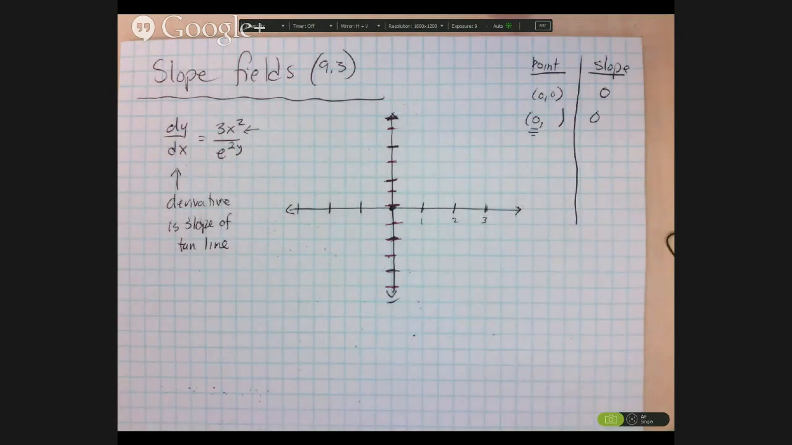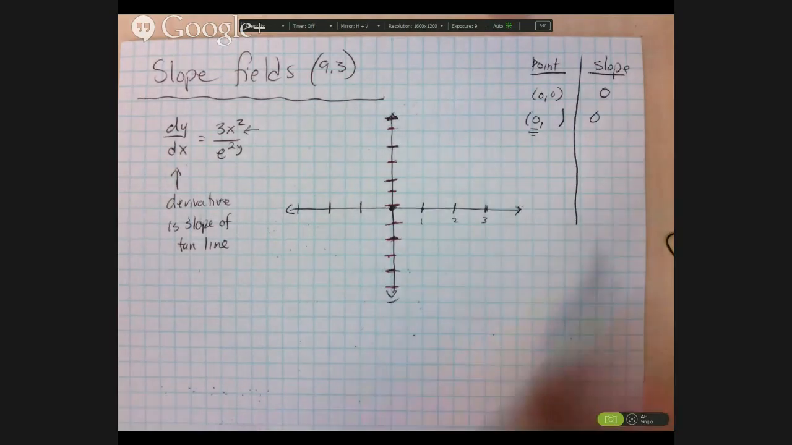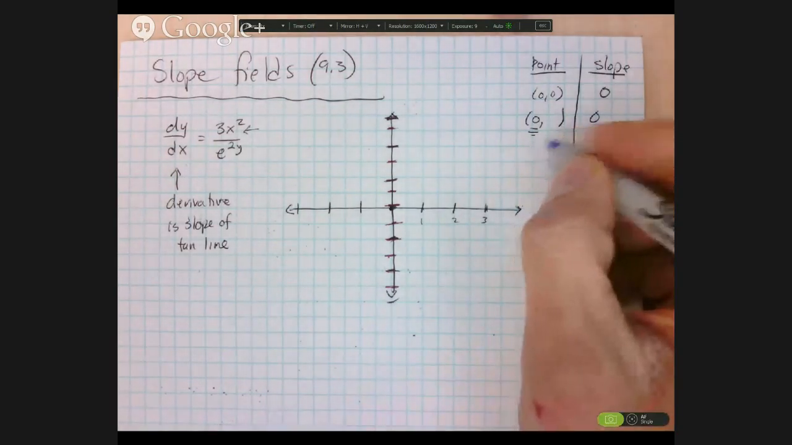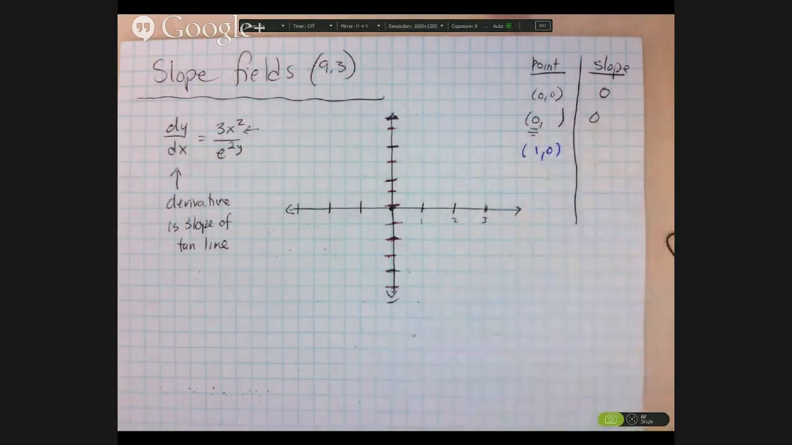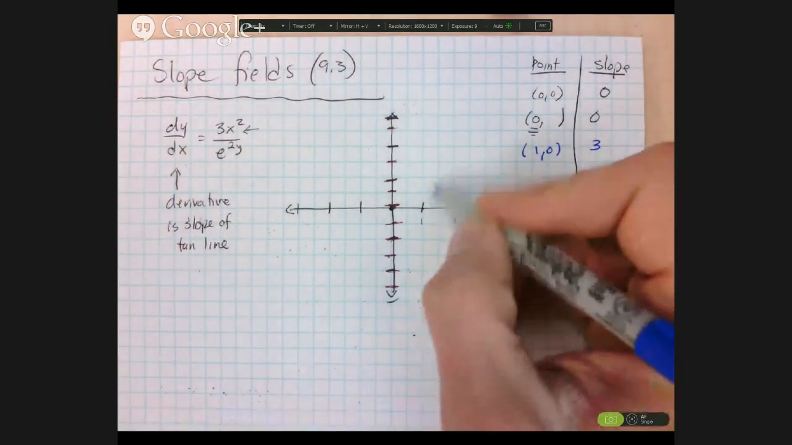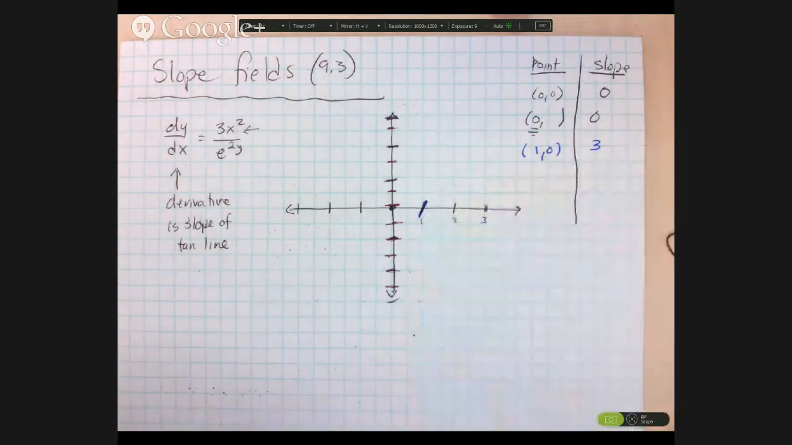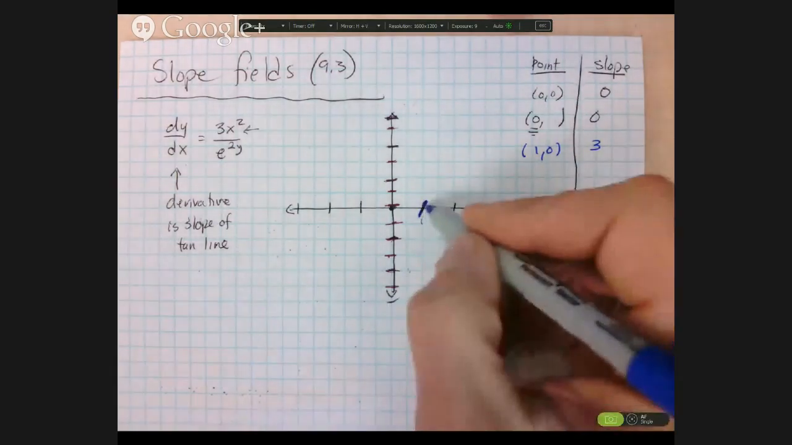What if x is 1? Well, let's try 1, 0. What do we got? 3, right? 3 over 1. So at 1, 0, our slope is going to be, you put a tick mark, approximately slope 3. Mine could probably be a little bit steeper.